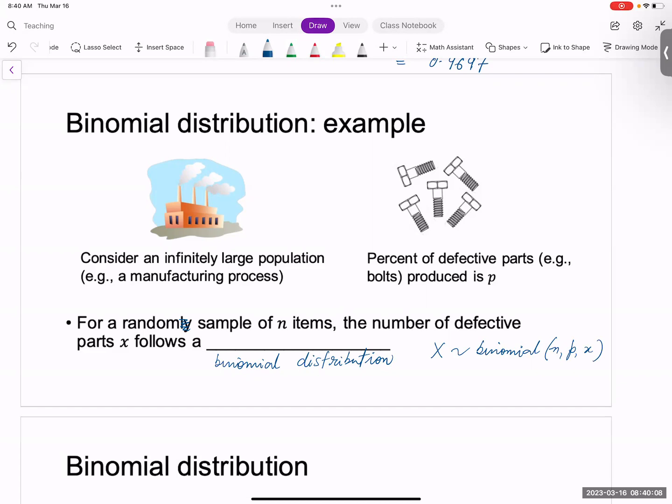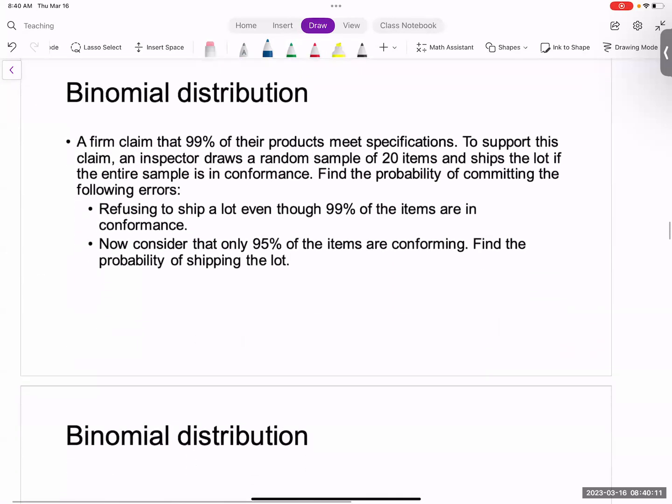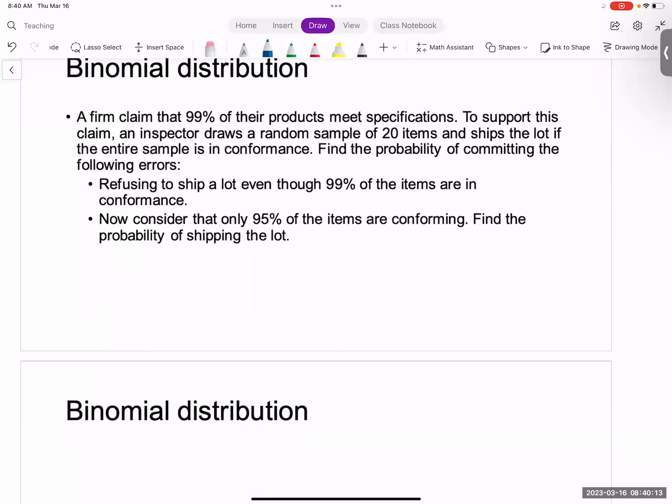Okay, fantastic. Now let's do a slightly more complicated problem and try to solve this. Let's say a firm claims that 99% of their products meet specifications. To support this claim, an inspector draws a random sample of 20 items and ships the lot if the entire sample is in conformance. Find the probability of committing the following errors. The first one is refusing to ship a lot even though 99% of the items are in conformance.